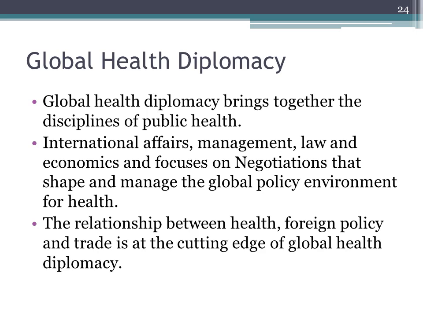Health diplomacy: global health diplomacy brings together the disciplines of public health, international affairs, management, law, and economics, and focuses on negotiations that shape and manage the global policy environment for health. The relationship between health, foreign policy, and trade is at the cutting edge of global health diplomacy.